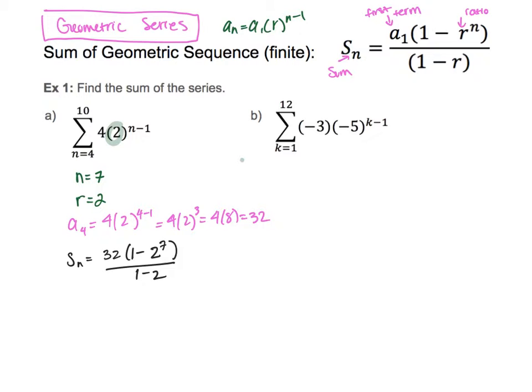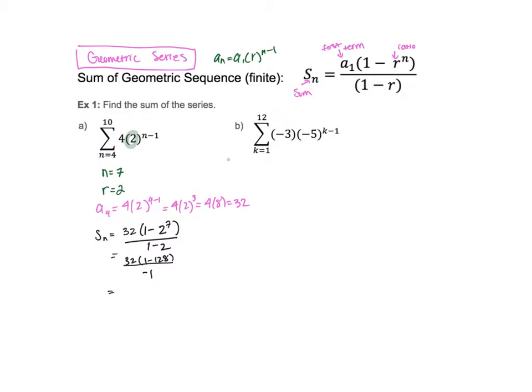From here, you might want to grab a graphing calculator or some sort of calculator, because we're going to be dealing with a few big numbers here. I'm going to work on the numerator and denominator separately to try to simplify this as best as I can. In the numerator, I want to figure out what 2 to the 7th power is. 2 to the 7th power is 128. So this would be 32 times 1 minus 128. And in the denominator, 1 minus 2 gives me negative 1.